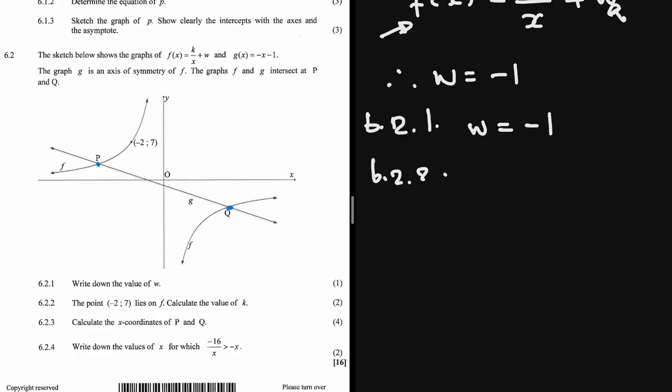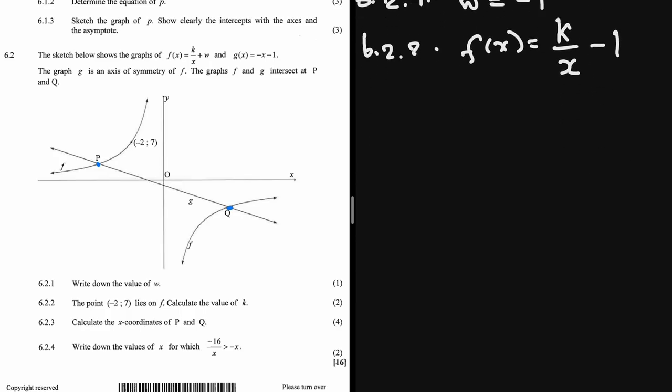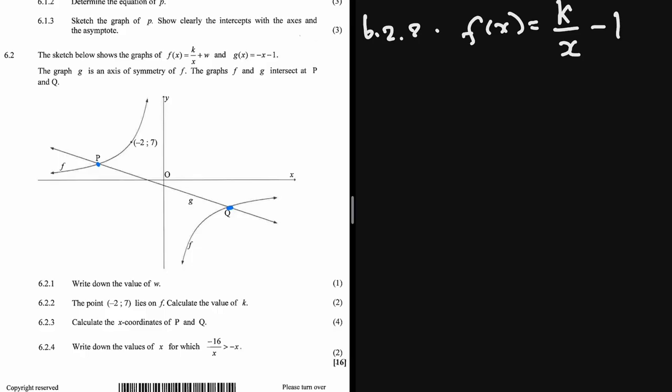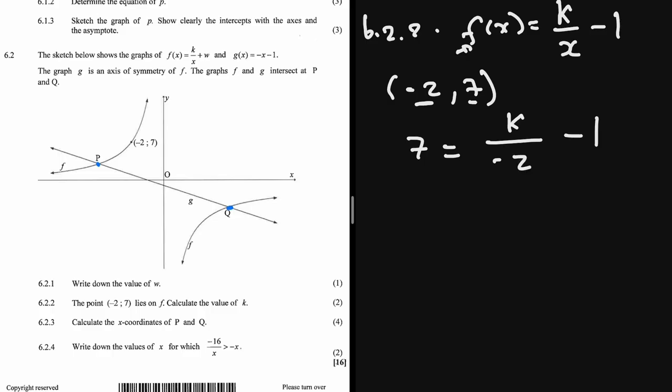So remember now, we have our function f(x) = k over x. And then we know the value of w is just -1. And then they gave us the coordinate of one point, which is (-2, 7). So we can substitute this coordinate of the point, and then we can find the value of k. So where we see y, we're just going to put the value of 7 here. So that means it's going to be 7 equals, because this is our y here. And then we have k over, the value of x is -2. So we're going to put -2, we have -1.